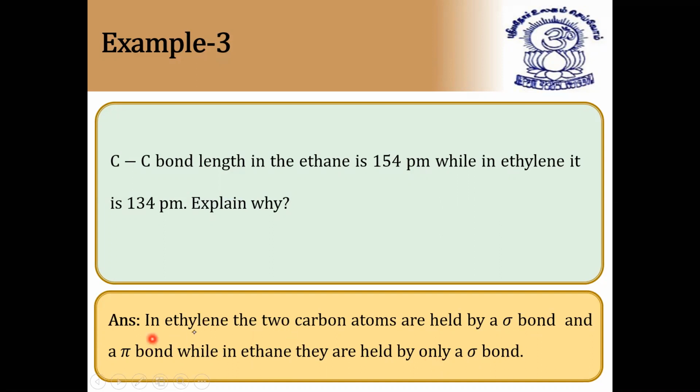What is sigma bond and pi bond? We'll discuss later because that topic has not yet come. But to my knowledge, here single bond is there. Single bond means it has one sigma bond. Double bond means one sigma, one pi bond, and that's why it is more.